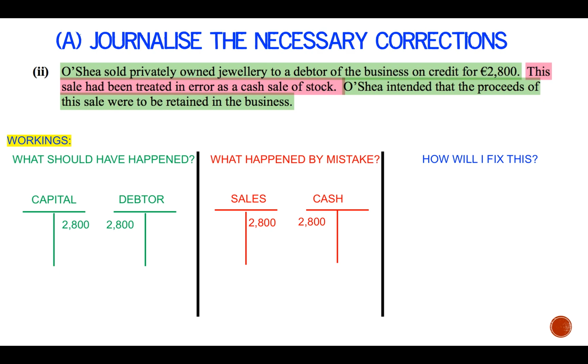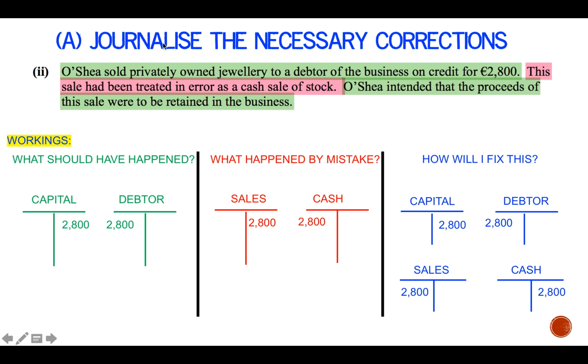So sales is recorded on the credit side, 2,800 there, and cash is recorded on the debit side, 2,800 there. So how are we going to fix this? We're going to enter the capital and we're going to enter the debtor. And then with our sales and cash, we need to unwind this. So we're going to enter them on the opposite sides to unwind those mistakes.